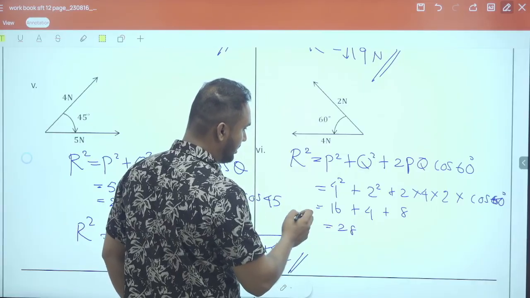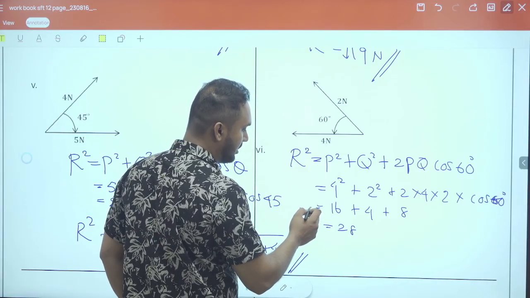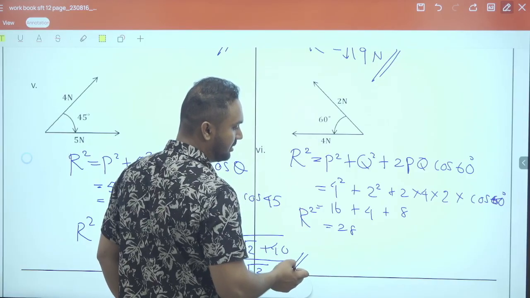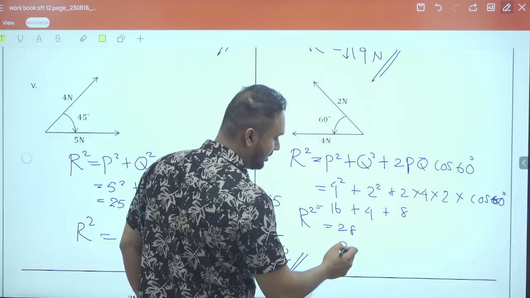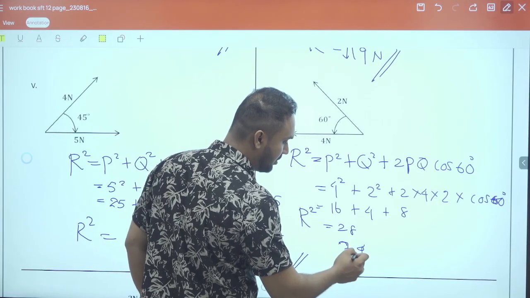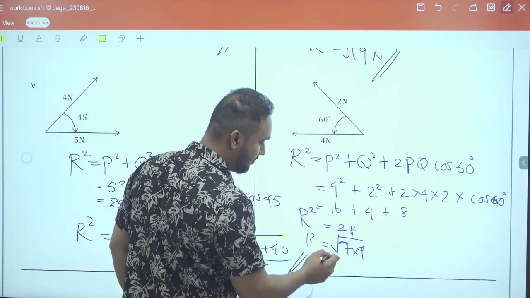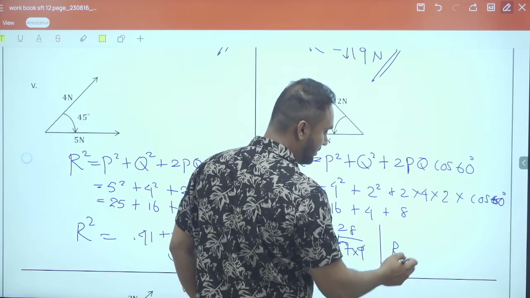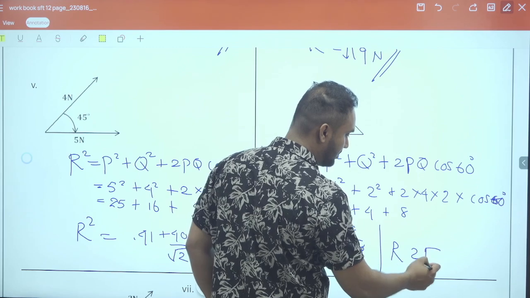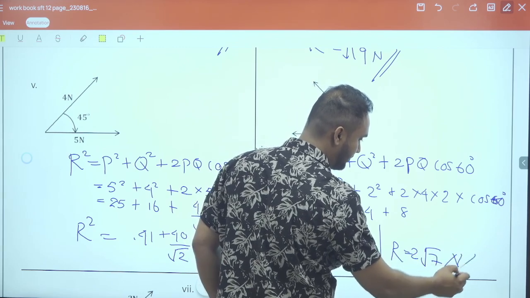So the final answer is root 28, right? Can the 28 be divided into a surd? Can, right? 7 into 4. So this can be written as the complete root of 7 into 4. So what is the final answer then? R equals 2 root 7 newtons. Correct?